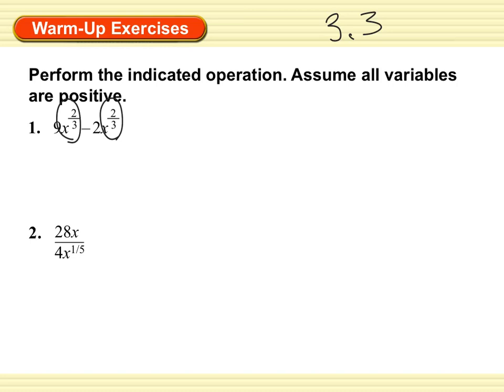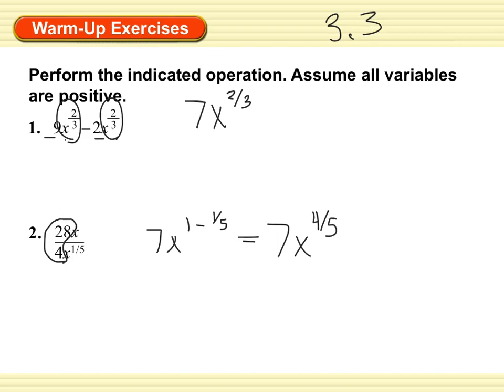When these are exactly the same, you can subtract the coefficients in front of them. So 9 minus 2 is 7, and the variable with the exponent does not change. Here, let's see, what can I do? I can work with the numbers first. 28 divided by 4 is 7, and then I get x to the first power minus 1/5. So that is 7x to the 4/5.